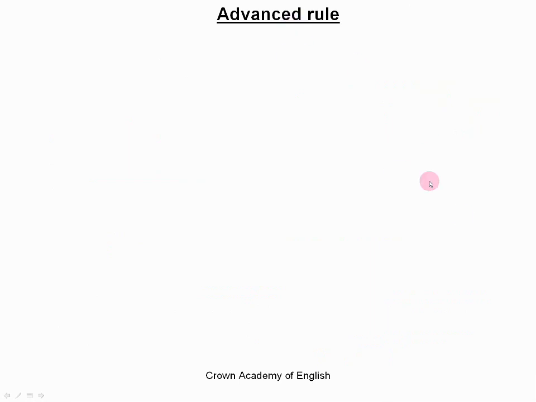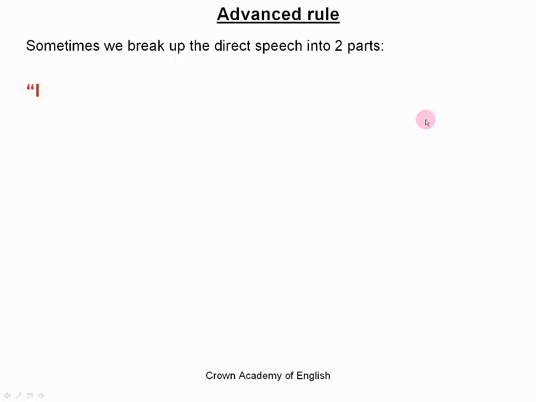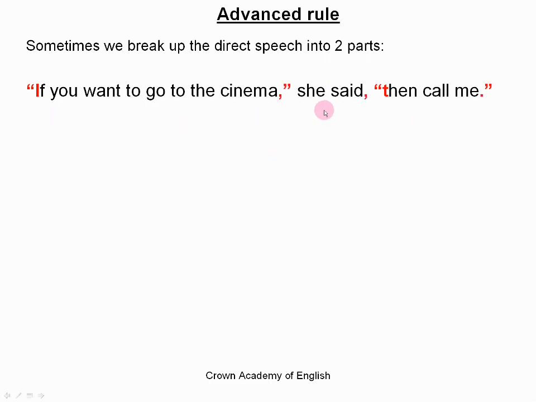Advanced rule. There is an advanced rule. Sometimes we want to break up the direct speech into two parts. Example. If you want to go to the cinema, she said, then call me. So we have two parts of the direct speech. Here and here. And in the middle is the reporting clause. So here we have put the reporting clause in the middle of the direct speech.